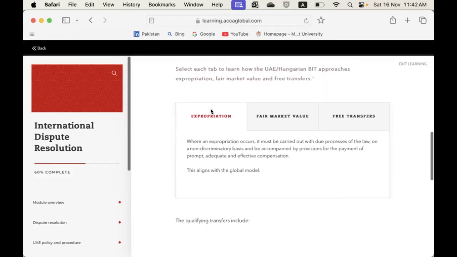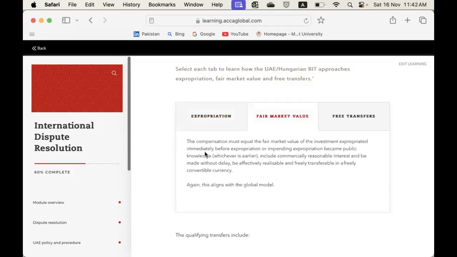So what we're looking at now is a quick recap. Where an expropriation occurs, it must be carried out for a public purpose, with due process of law, on a non-discriminatory basis, and be accompanied by provisions for the payment of prompt, adequate, and effective compensation. This aligns with the global market. So what we are looking at with the treaty of UAE with Hungary is fair market value. The compensation must equal the fair market value of the investment expropriated immediately before the expropriation or impending expropriation became public knowledge, whichever is earlier.